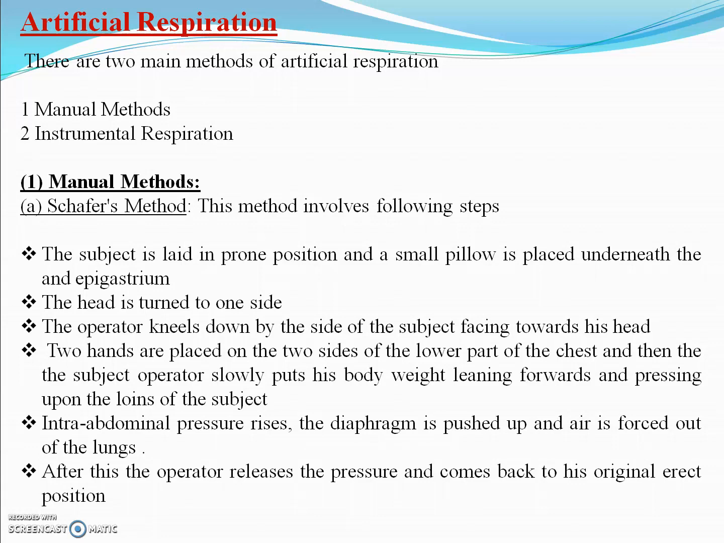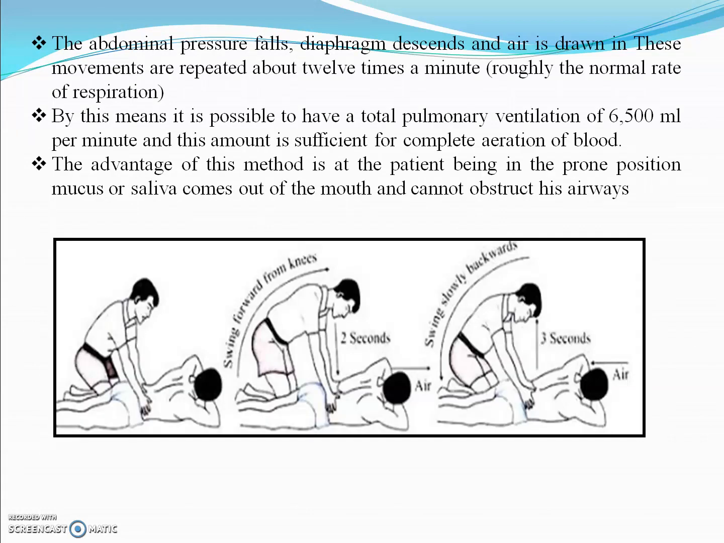Intra-abdominal pressure rises and the diaphragm is pushed up and the air is forced out of the lung. After this, the operator releases the pressure and comes back to his original erect position. The abdominal pressure falls and the diaphragm descends and the air is drawn in. These movements are repeated about 12 times a minute, roughly the normal rate of respiration. By this means, it is possible to have a total pulmonary ventilation of 6500 ml per minute, and this amount is sufficient for complete aeration of blood.